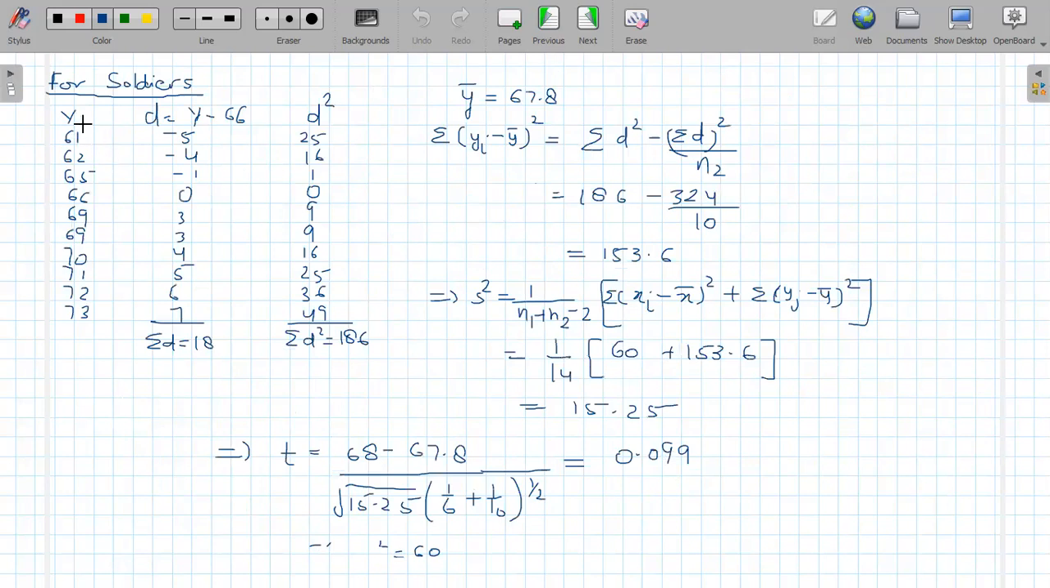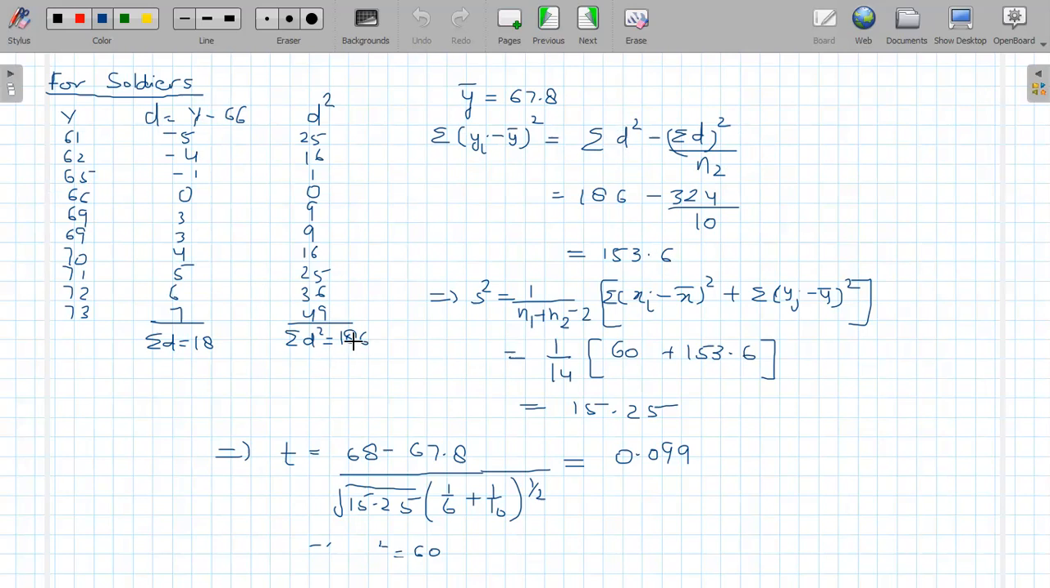Similarly, for soldiers, the values are denoted by random variable y. Because the average value is in decimal, the deviations are taken from any one of the randomly selected values, which is 66 here. So d square is coming out to be 186. There is a relation between the sum of the squares of the deviations from the mean and the sum of the squares of the deviations from any arbitrary point. So this is equal to this. So we obtained the sum of the squares of the deviations from their mean as 153.6.